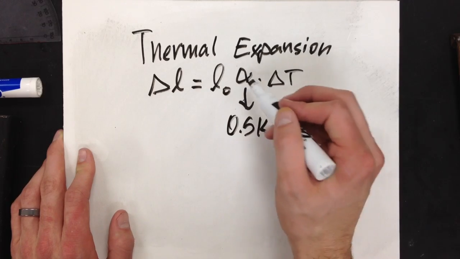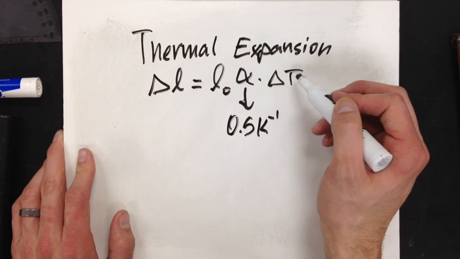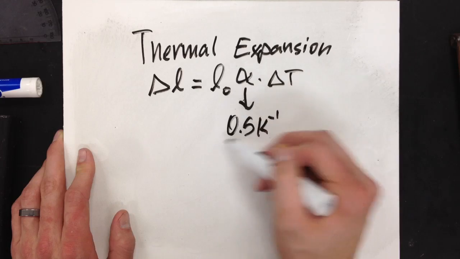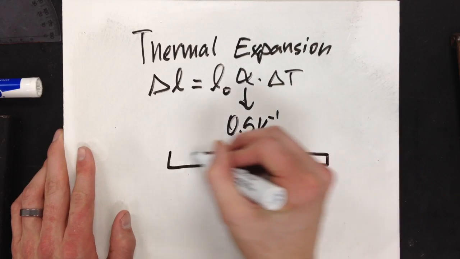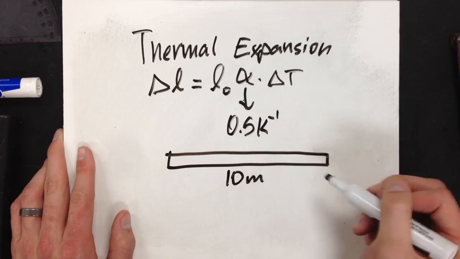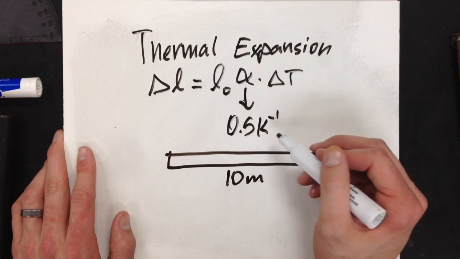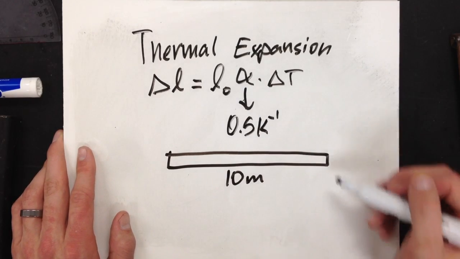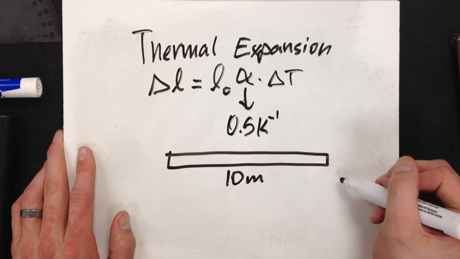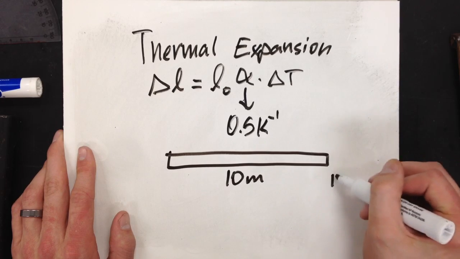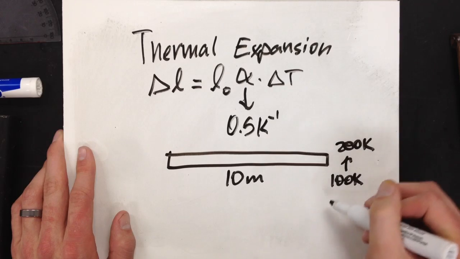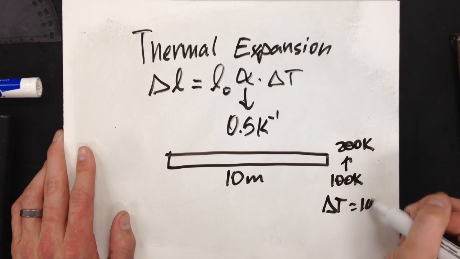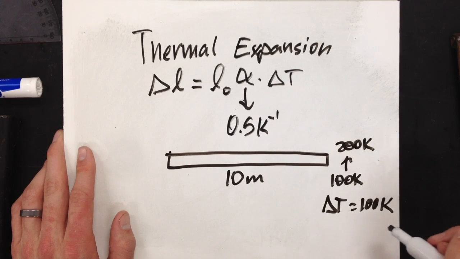Well, this is meters times something times Kelvin. So I need Kelvins to cancel, so I get the units like this. So let's just say I've got a rod and it's 10 meters long. And let's say it's got that linear expansion coefficient. And I up the temperature from 100 Kelvin, I add heat, to 200 Kelvin. Well, delta T would be 100 Kelvin.